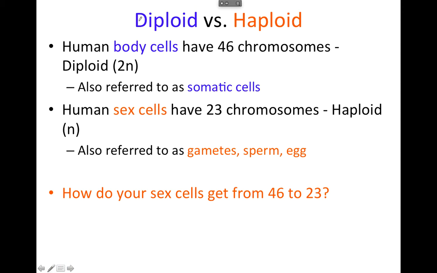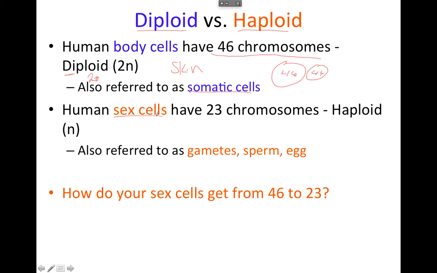Two key types of definitions would be diploid and haploid. So human body cells, on your notes, you're going to put that our body cells, like our skin or our nails or our hair, all have 46 chromosomes inside of each cell. And what we call that is diploid. Di meaning two. That would be two chromosomes at every single number for our cells. We call these somatic cells. Our body cells are somatic cells.